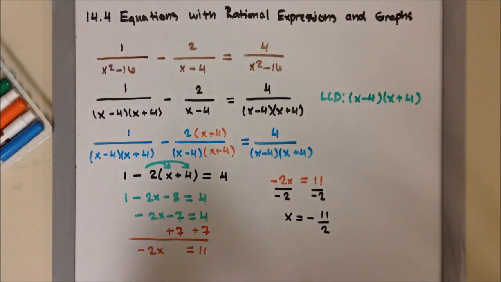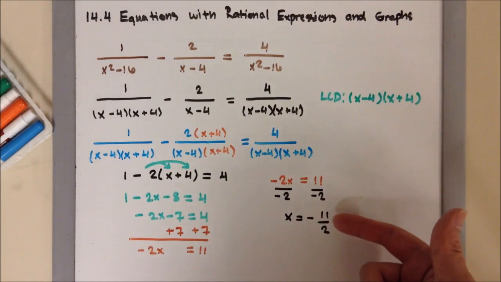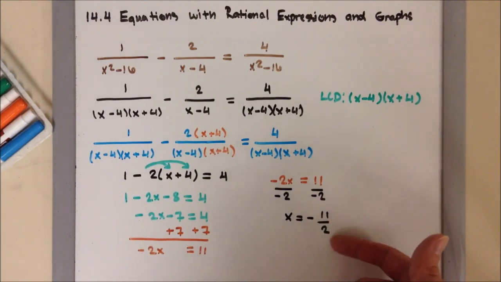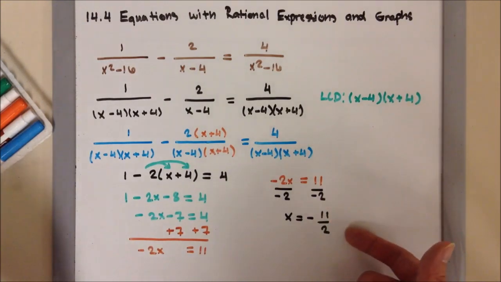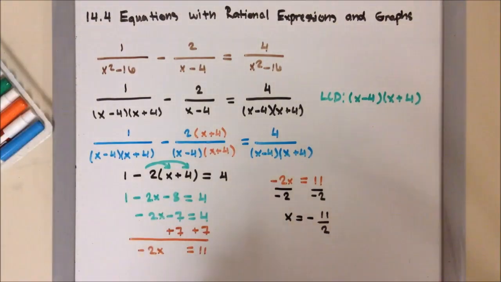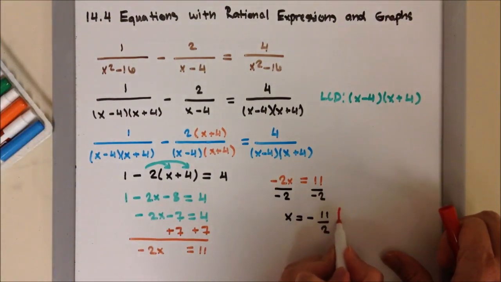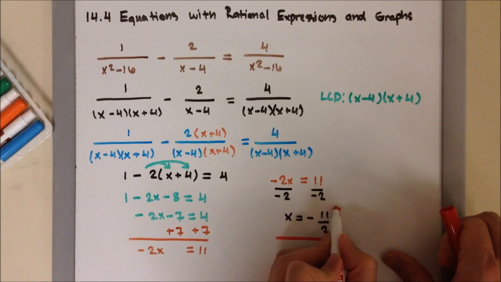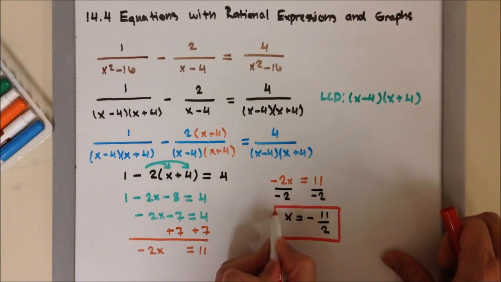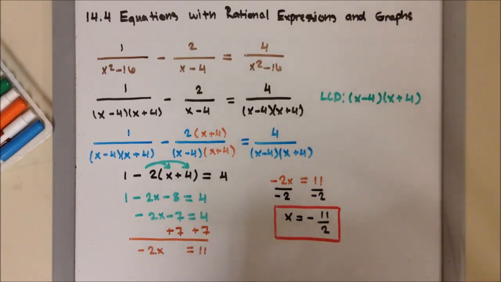So that's our final answer. There's nothing in common between the numerator and denominator, so I can't simplify this fraction. Therefore, this is my final answer, and let me box that up. So again, our final answer is x equals negative 11 over 2.